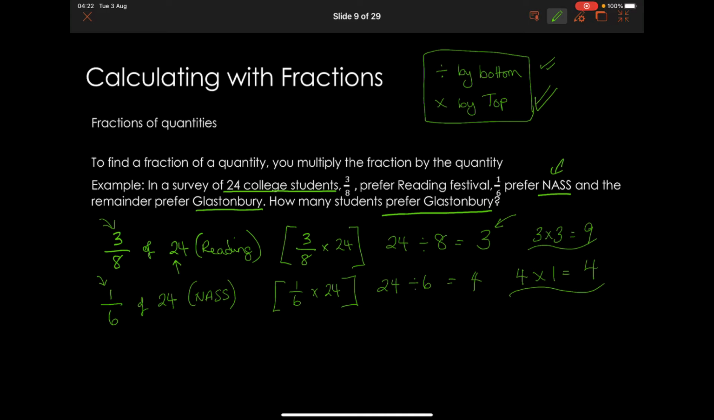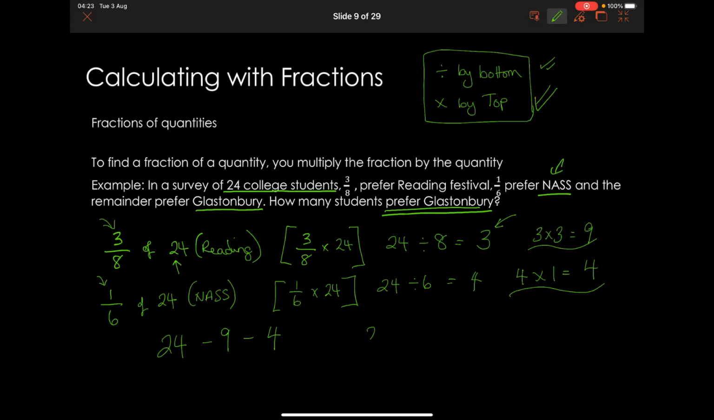Now it says, how many students prefer Glastonbury? Okay, well, when you have to work that out now, what you're going to do is say, well, there was a total of 24 students. 9 of them liked Reading, so I'm going to take that away. And 4 of them liked NAS, so I'll take that away.